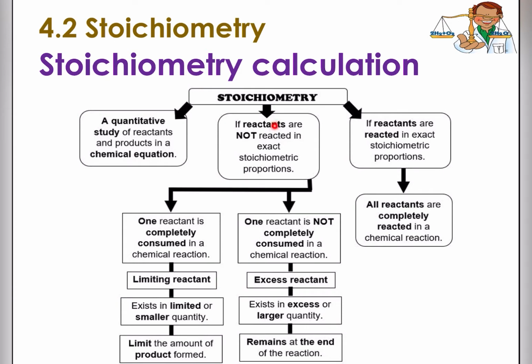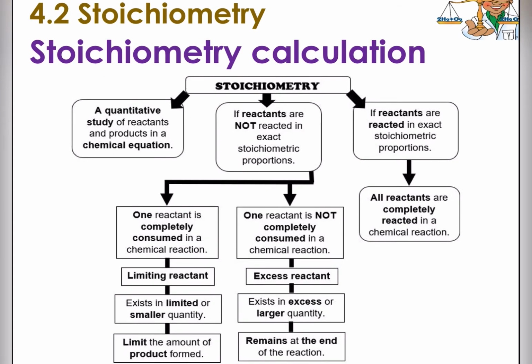Next one, kita ada dua condition di mana condition yang pertama, if reactants are reacted in exact stoichiometric proportion, maknanya semuanya reacted completely in a chemical reaction. So maknanya awak akan kehabisan reactant. Semuanya digunakan untuk menghasilkan semua produk yang awak dapat dalam stoichiometric proportion yang sama.